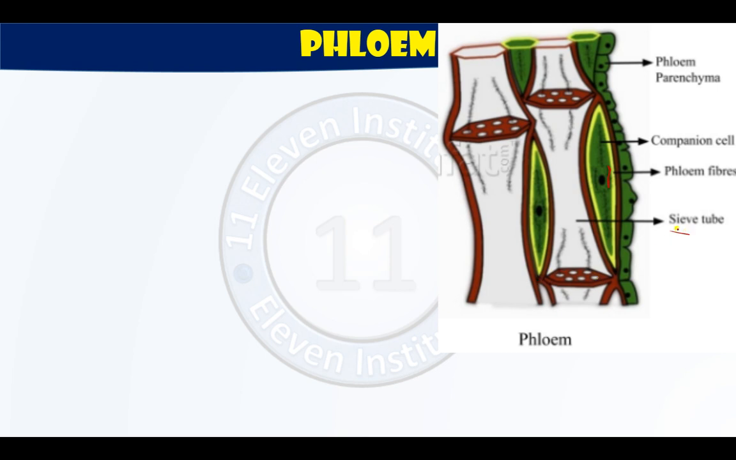Sieves, you know, a strainer. At home, before mummy kneads the flour, she passes the flour through a strainer. So that is called a sieve. So this is the sieve tube because a sieve-like structure is present over here. Besides the sieve tube there are companion cells. Inside the companion cells there can be phloem fibers, and here we have phloem parenchyma.